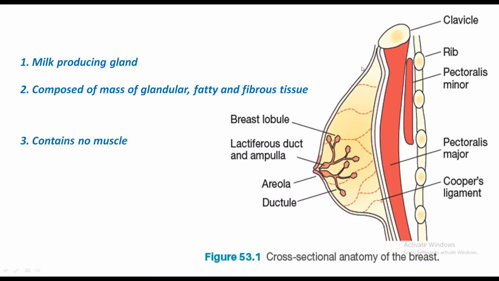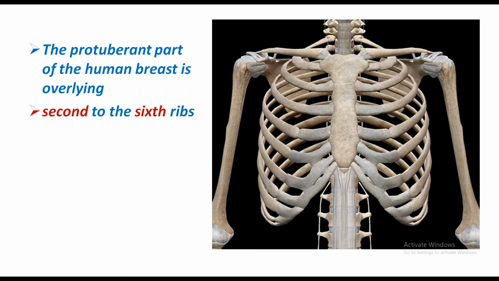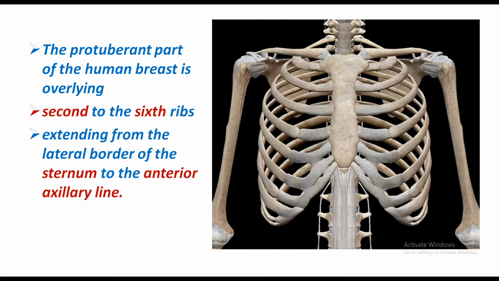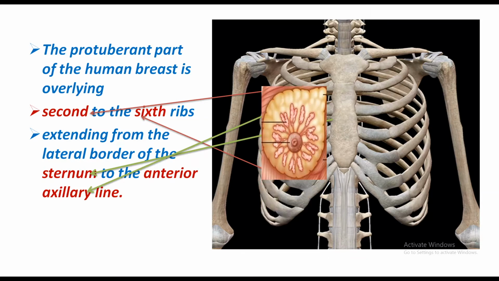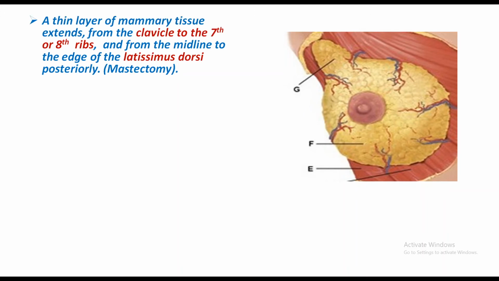So this is a typical diagram or picture of breast. You can say this is cross sectional anatomy of breast. I will explain in the future slides. So you can see it extends. The protuberant part of the human breast extends from the second to sixth ribs, from the lateral border of sternum to the anterior axillary margin. So let us define it: second to sixth rib, sternum lateral margin to anterior axillary line, and this is the region of breast.